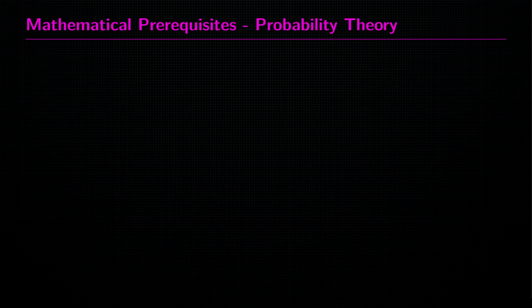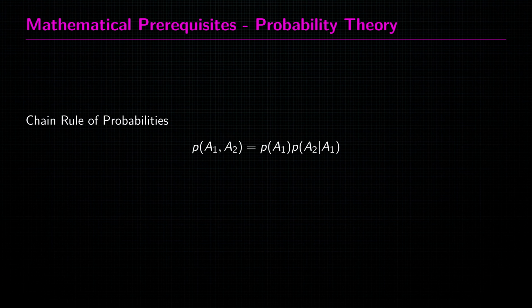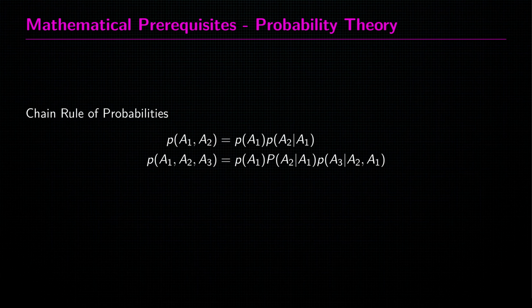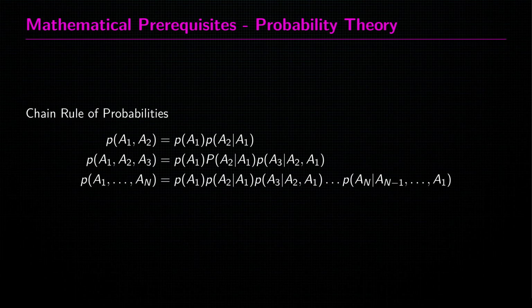First of all, we need the chain rule of probabilities. The probability of two events A1 and A2 is given by the probability of the first event A1 times the probability of the second event A2 given the first one. We can easily extend this for three probabilities by extending the chain. We start at the probability for the first event and continue with the second, given the first, and then the third, given the first two events. As you can imagine, this chain can continue on forever.